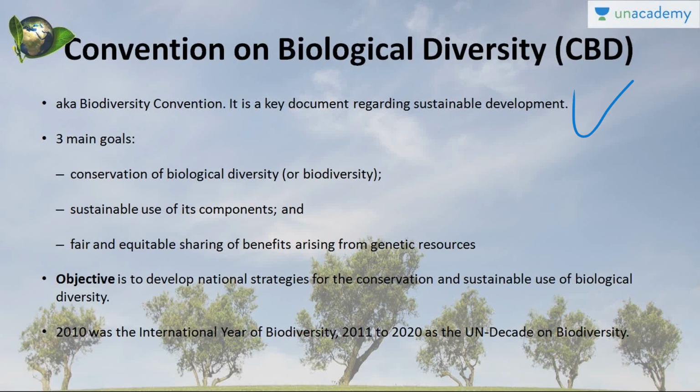Its three main goals include conservation of biological diversity, also called biodiversity, sustainable use of its components, and fair and equitable sharing of benefits from genetic resources so that the local population is also benefited. Okay, so these three are very important. They will be asked in MCQ.